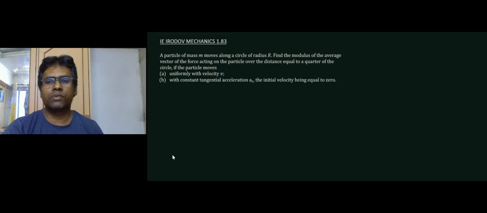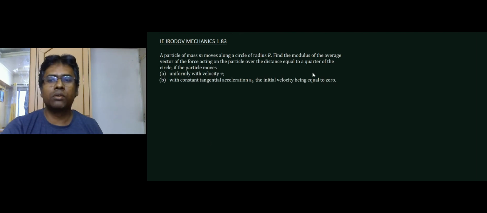Here the problem says velocity, but keep in mind that when a particle goes around a circle, the direction always changes from point to point. So the velocity is anyway changing. So it cannot really move with a constant velocity. It does move with a constant speed. I think the author's intention is constant speed here.